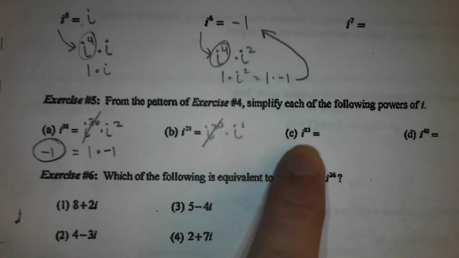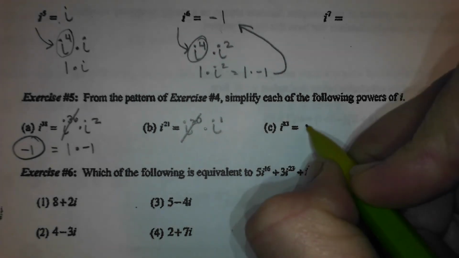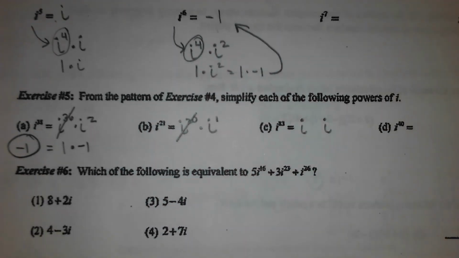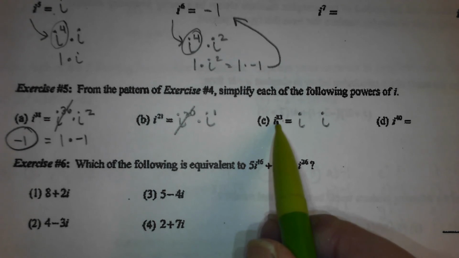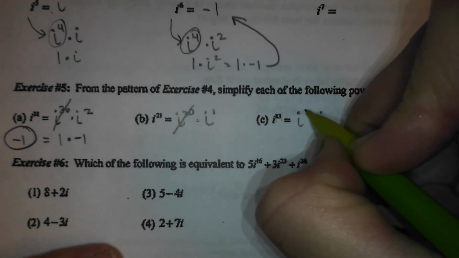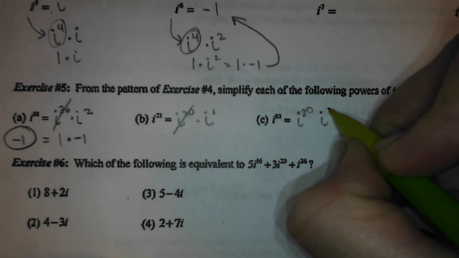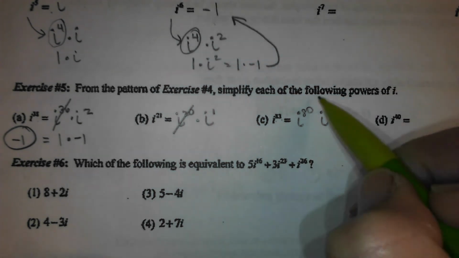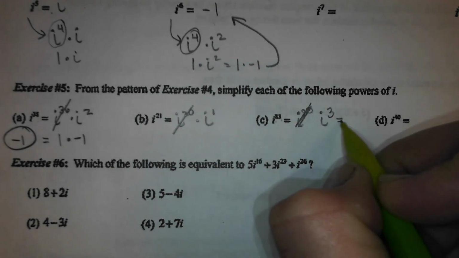This is I to the 83rd. How would you break that one down? That's an 83. So what's the first number under 83 that 4 goes into? 80. And this one would then have to be a 3. So the I to the 80th cancels. And I to the 3 is negative I.